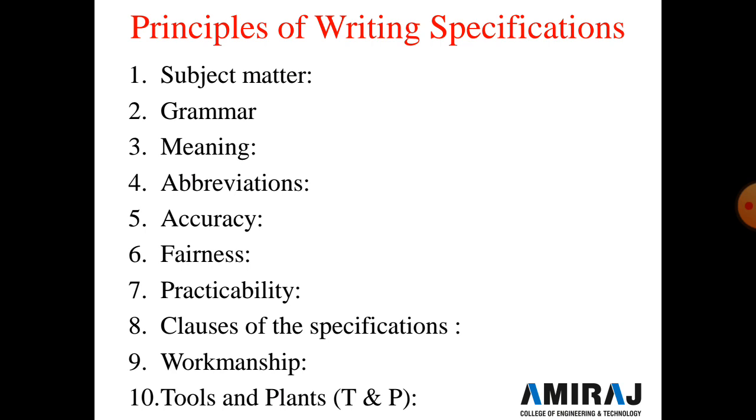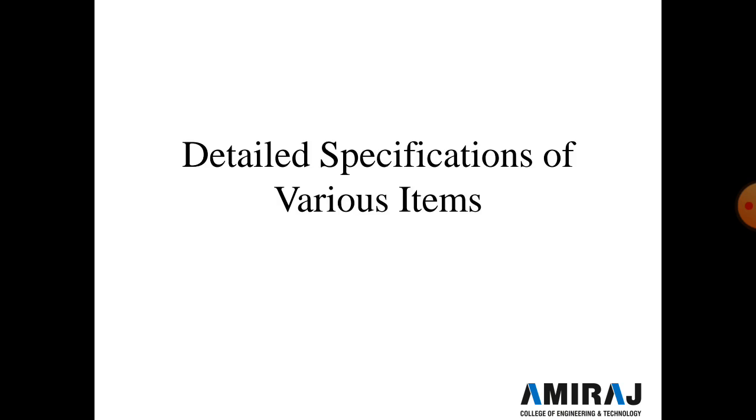So the tools and plant to be engaged to carry out the work shall be described, and the method of operation and by whom to supply it shall be clearly stated in the tools and plant. So which type of machinery or plant is required is fully described in a specification. Now the next point is the detailed specification of the various items.